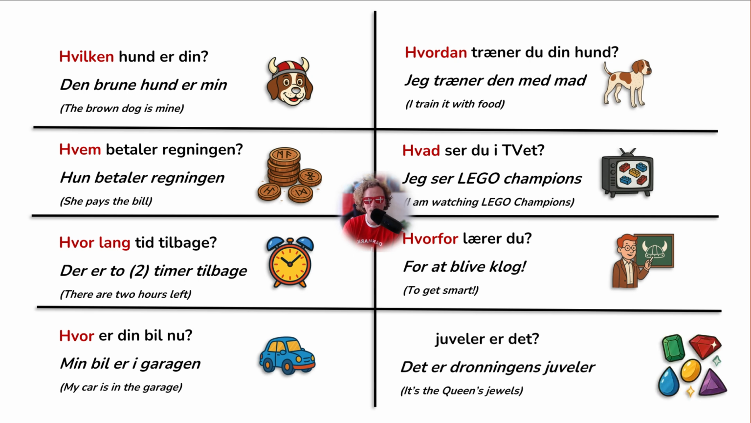Okay, the last example here. Juveler det. Det dronningens juveler. It's the queen's jewels. So we want to ask, whose jewels is it? Hvis juveler det. Whose jewels is it? Very good. I hope you had it all correct.